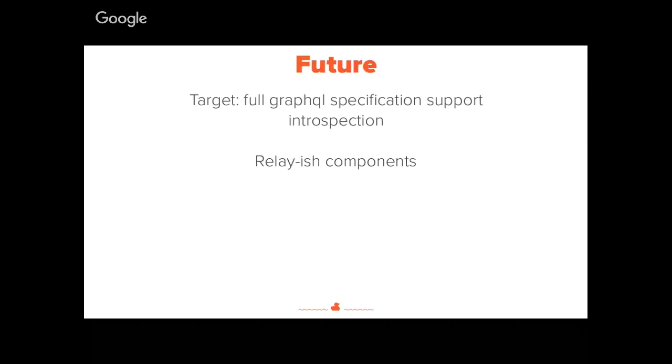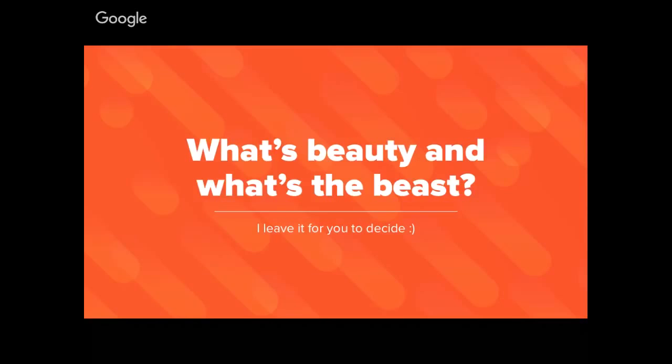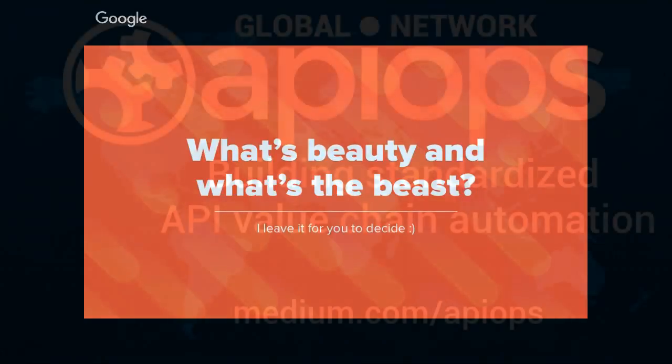I think that's it for the main part. So the name was the beast and the beauty. I leave it up to you to decide what is the beast here and what is the beauty. But I actually think that Clojure could be the beast because people are so scared of it.